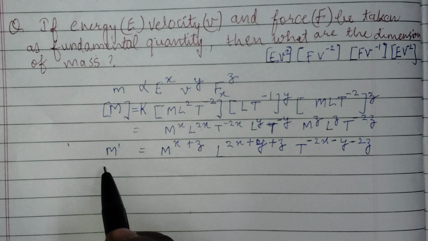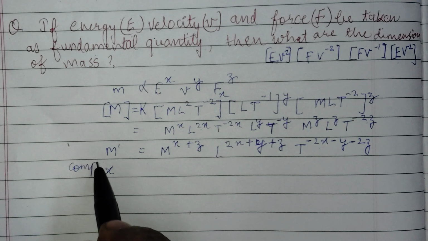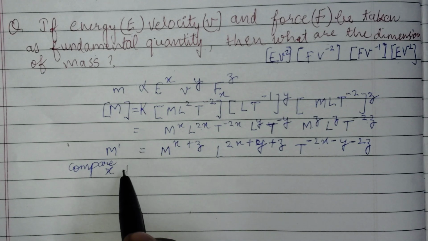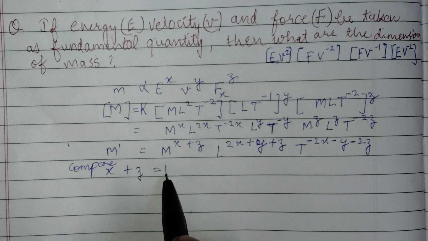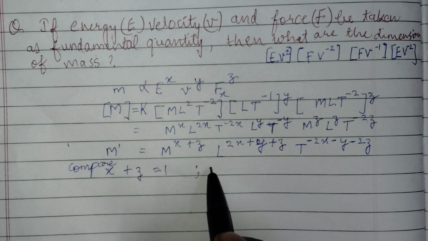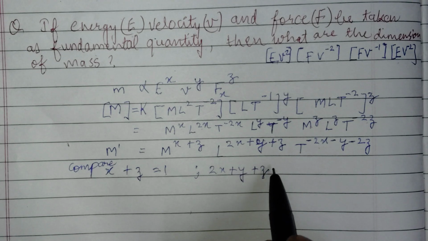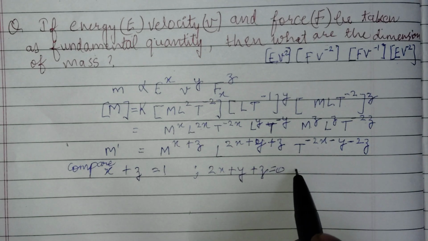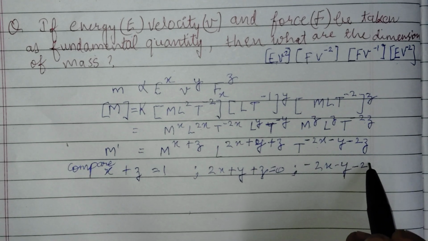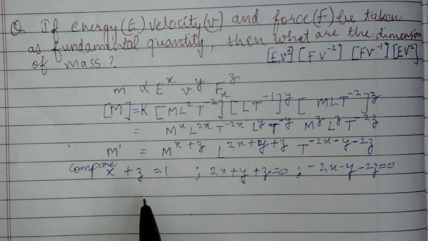So now comparing both sides' powers: M power on the right side is x plus z, on the left side there is 1. Second, L power is not given on the left side, so it means 0; on the right side there is 2x plus y plus z, equal to 0. Third, minus 2x minus y minus 2z equal to 0, because T is also not given, so we write 0.